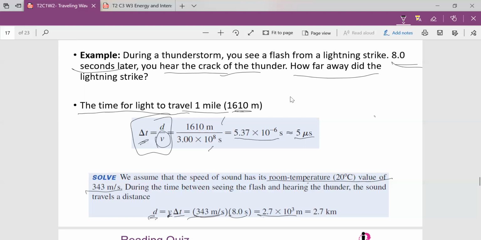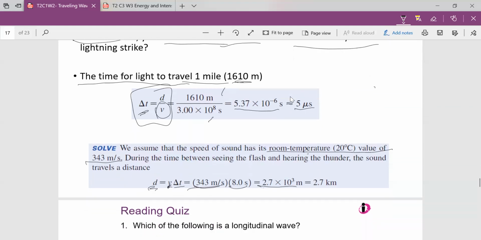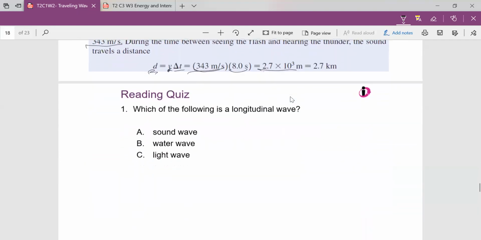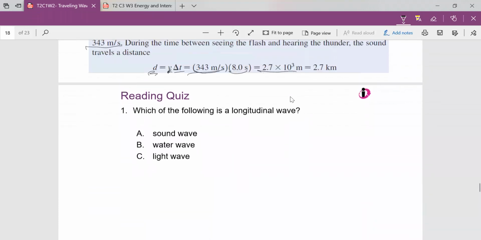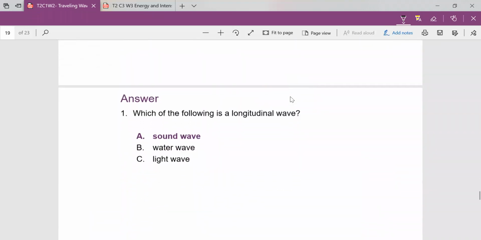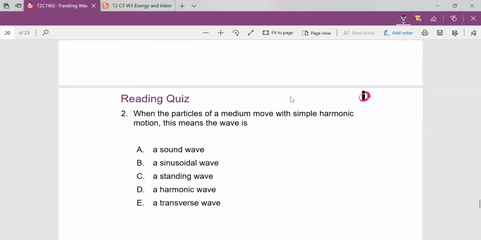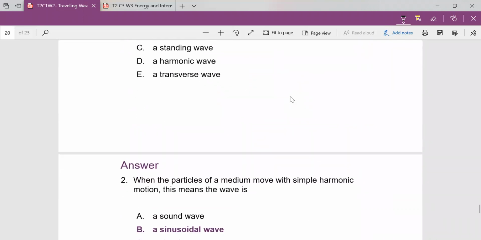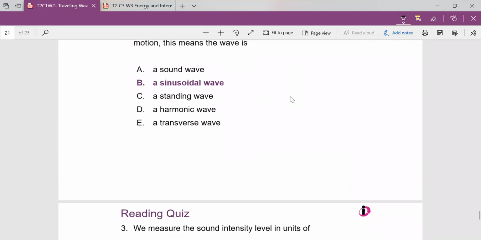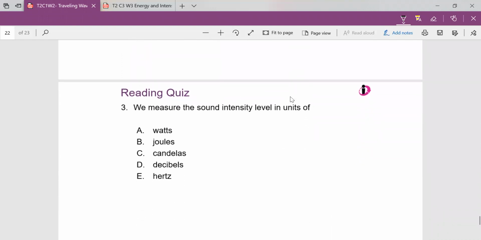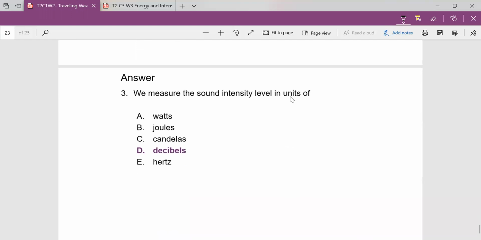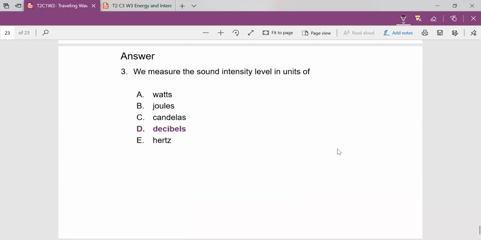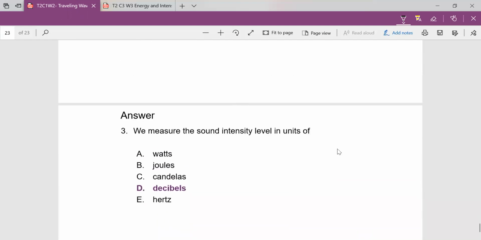Okay, so that's how we arrived at our value for that. Okay, so we'll have some quiz questions as usual. To answer, I go through it. They're just a reminder of some of the basic concepts that I've taught in class about traveling waves, the units, and so on.